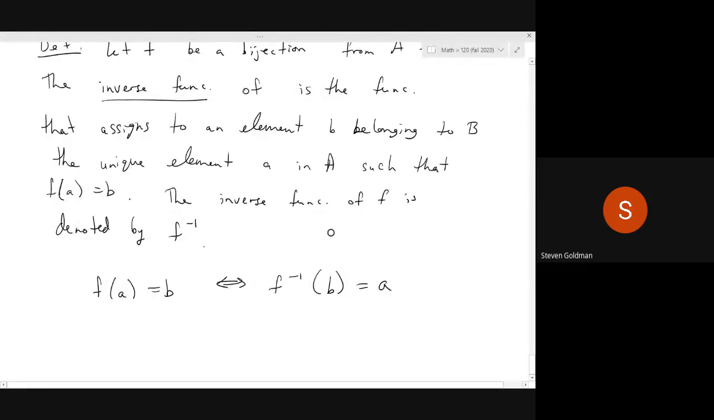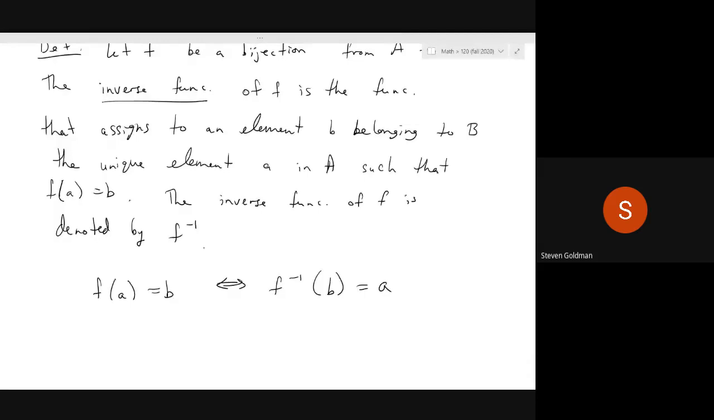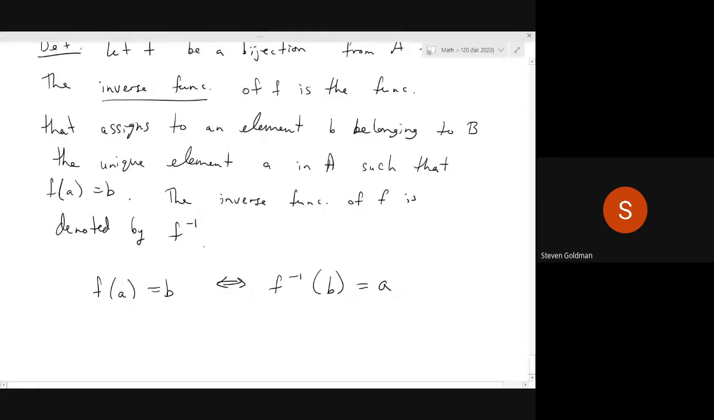Oh, thank you. The inverse function of f. Thank you very much. There should be an f there. Oh, great. Thank you for pointing that out.